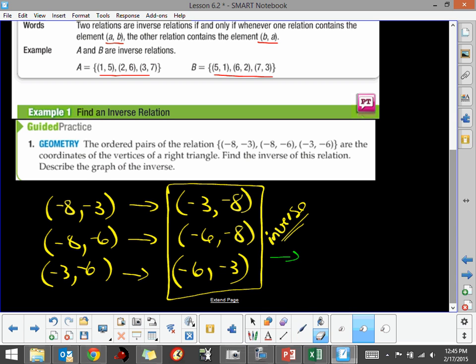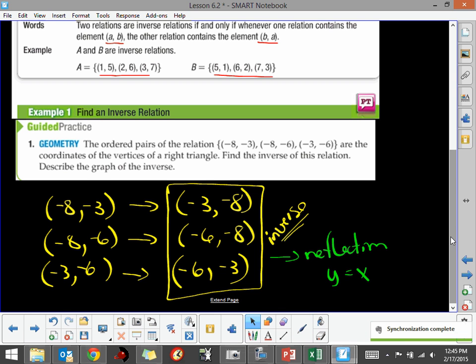Sorry, let me try that again. Reflection across the line y equals x. So I'm going to try using Desmos to show you the reflection of this graph to give you more visual evidence of this relationship. That's important that we remember.